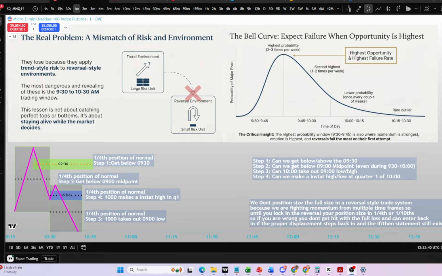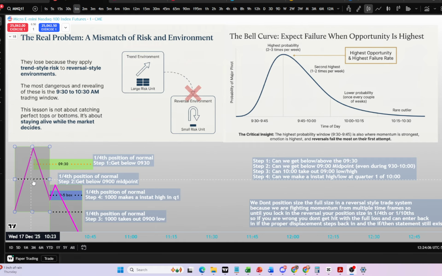So how do we do that? We don't use opinions, we don't use feelings, we use objective, non-negotiable reference points that the market gives us. Anchors. Step one, we're going to use the 9 o'clock high, low, and mid, and we're going to use the 9:30 1-minute candle. Step one: can we get above or below 9:30? If we're heading up, can we get below that 9:30 1-minute candle?